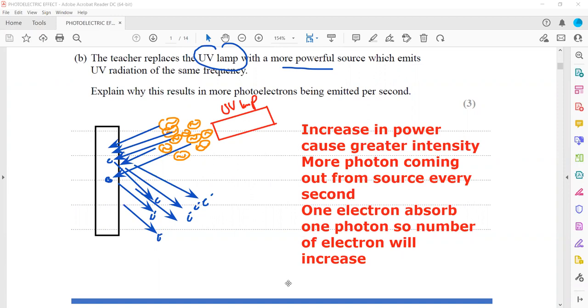Is this part clear? That is how increasing the power of the lamp increases the number of electrons coming out every second.